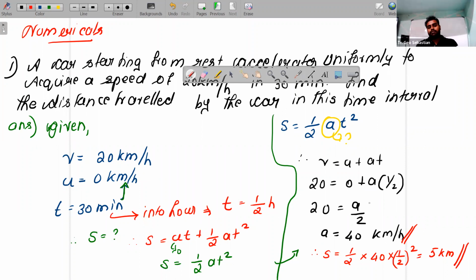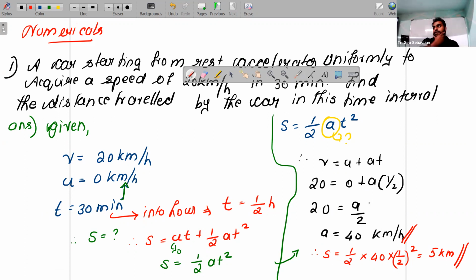Already we got the equation. V is nothing but 20 kilometer per hour. Since the body starts from rest, u is equal to 0 kilometer per hour. Time is given as 30 minutes. Since the velocity and all is in kilometer per hour, we need to convert time also into hour. So 30 minutes is nothing but half an hour, right? So we convert into half an hour.